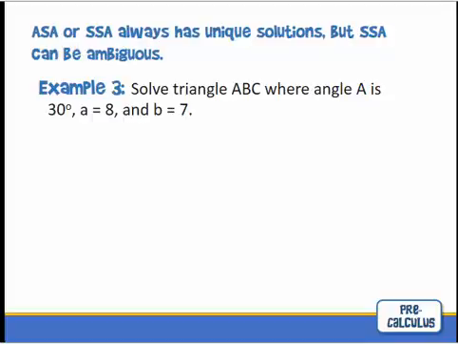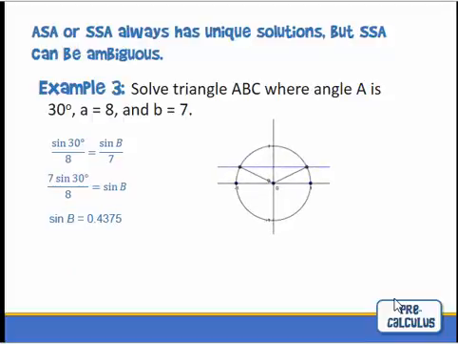So example 3, solve triangle ABC where angle A is 30 degrees. The opposite side of that, side a, is 8, and side b is 7. Okay? So we can set up our law of sines ratios here. If we use what we know about A and B, we have sine A over a equals sine B over b, which gives us this expression. And we can multiply both sides by 7 to get sine B by itself.